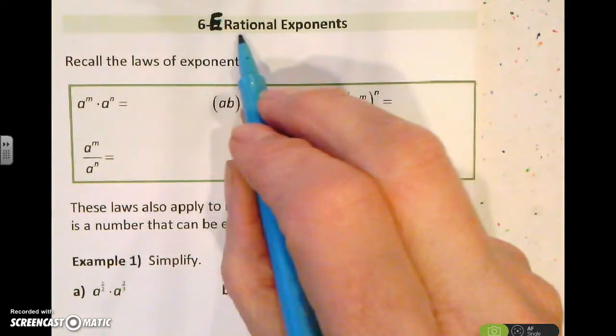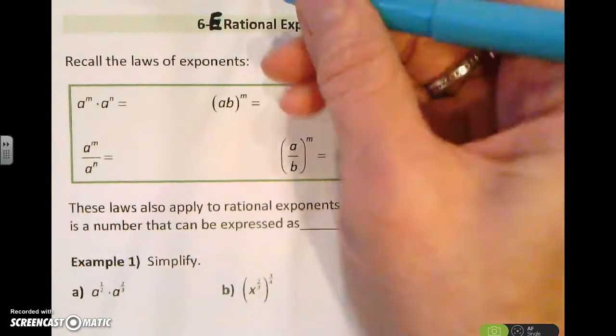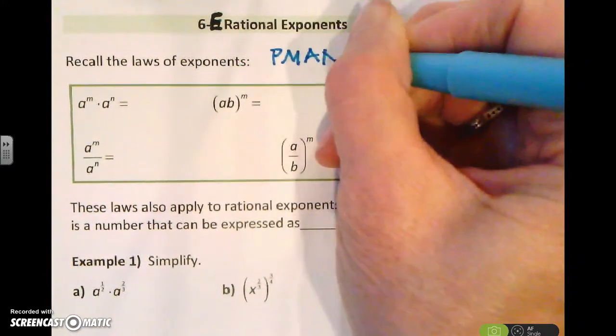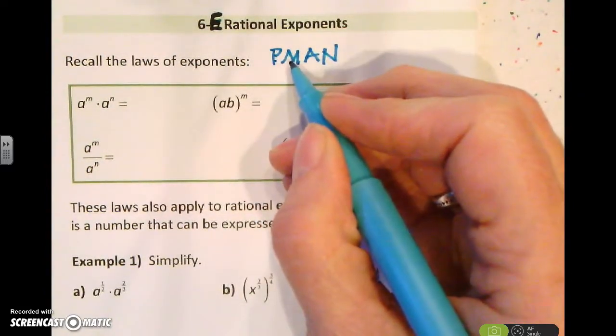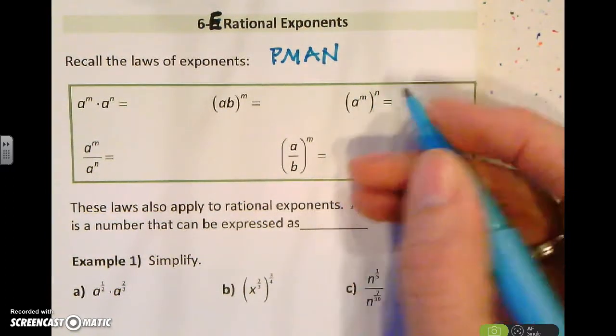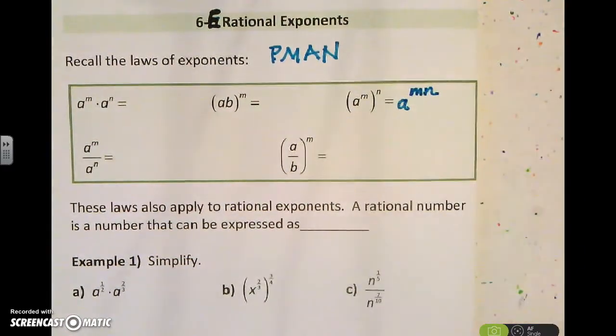We're going to be talking about rational exponents in section 6E. And so recall the laws of exponents. We got Power Man here. And Power Man says that if we have a power to a power, we're going to multiply exponents. So here's an example of a power to a power, and we're going to multiply m times n.